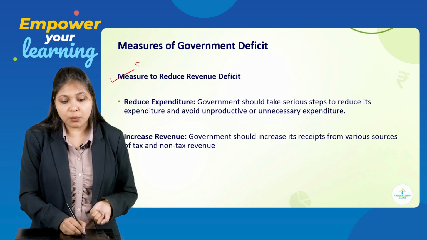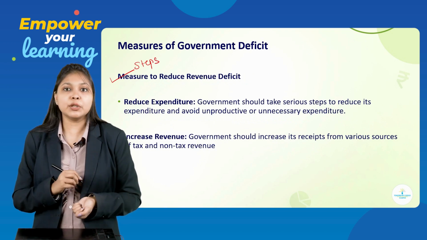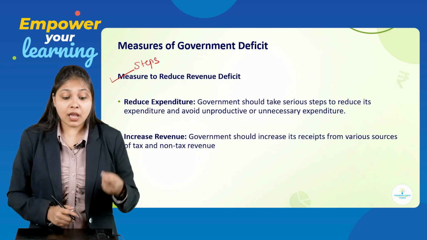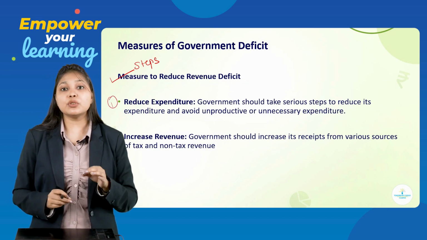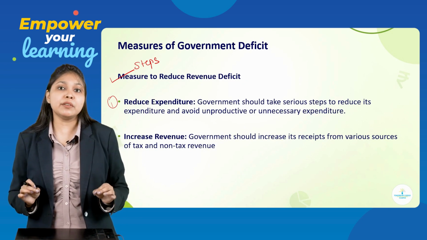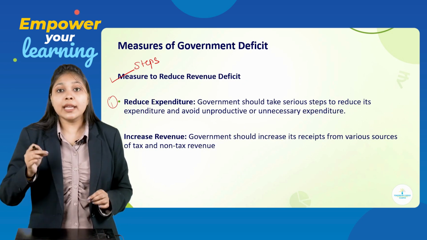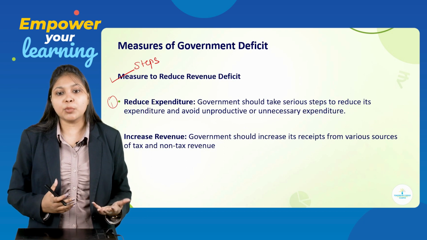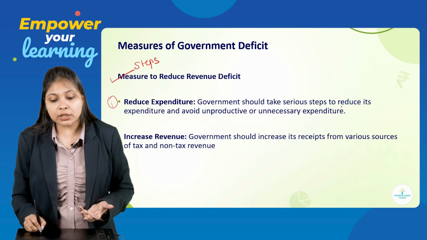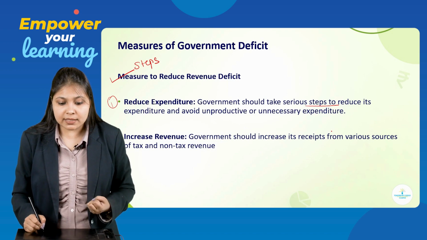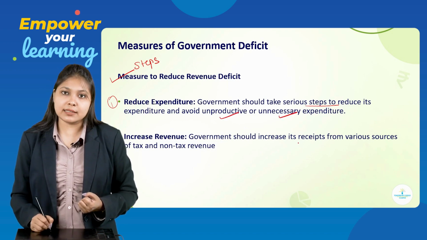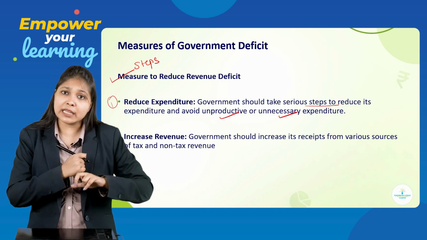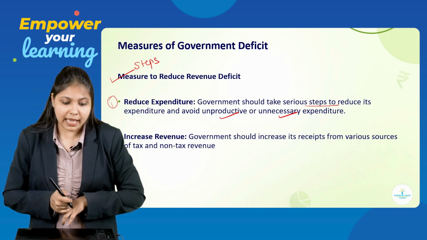Now, what are the measures or steps to reduce the revenue deficit problem? What can we do to solve the problem of revenue deficit? First is to reduce the expenditure. It is asked of the government to kindly reduce its expenses so that we can solve the problem of revenue deficit. The government should take serious steps to reduce its expenses and avoid unproductive or unnecessary expenses. Don't do any unproductive or unnecessary activities.